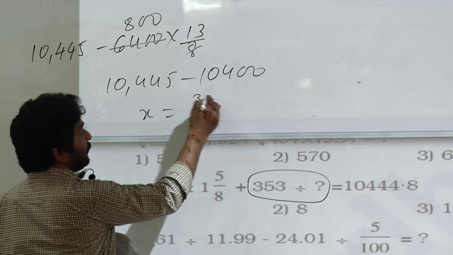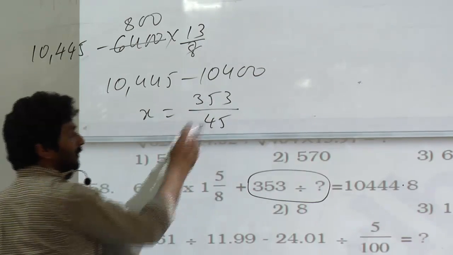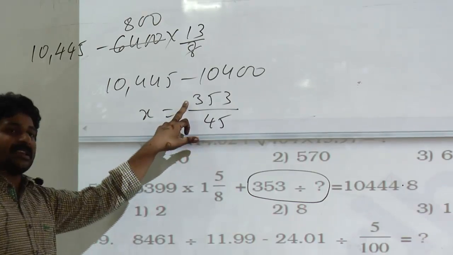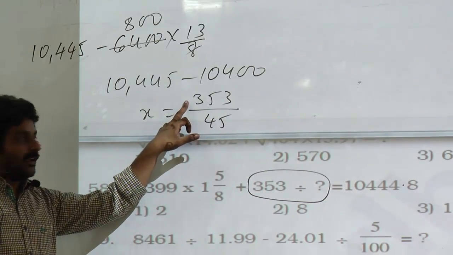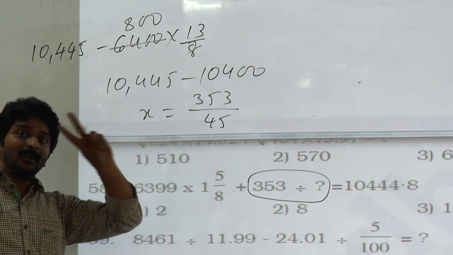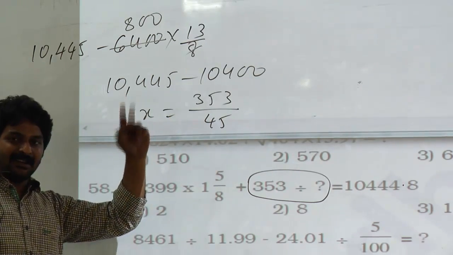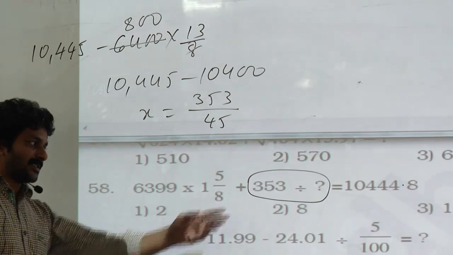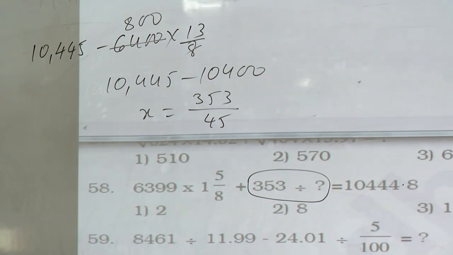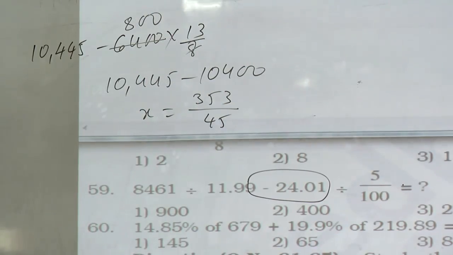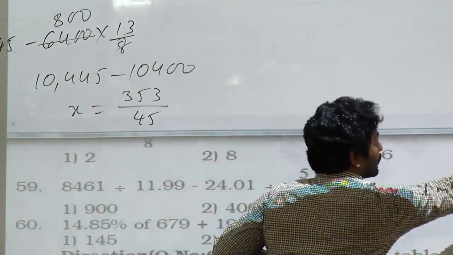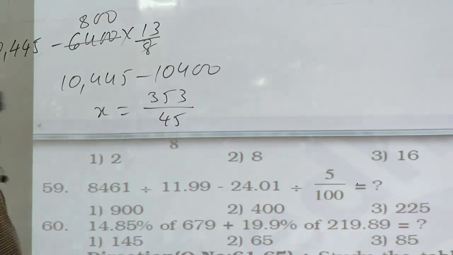X is equal to 353 divided by 45. 45 10 times 450. This is how much less than 450? 100. How many 45s will be there in 100? 2. So it is 2 times less than 10 times. How much is that? 8. Next.